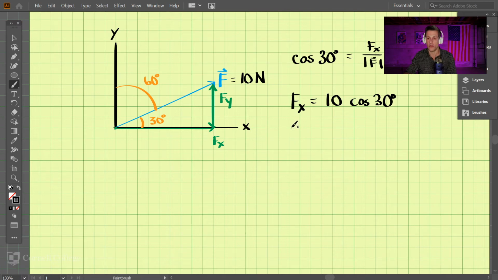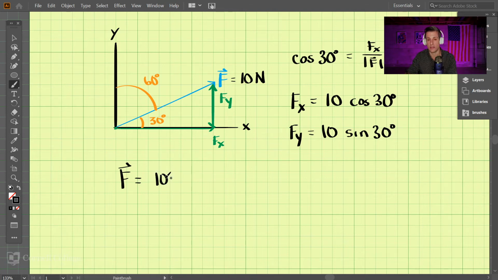And if we want to figure out Fy using the same geometric principles, sine of this angle 30 is opposite over hypotenuse. So Fy comes out to be 10 sine 30 degrees. Okay, so that is our components in the x and y directions breaking down this vector F. Now we can write that in Cartesian coordinate form.